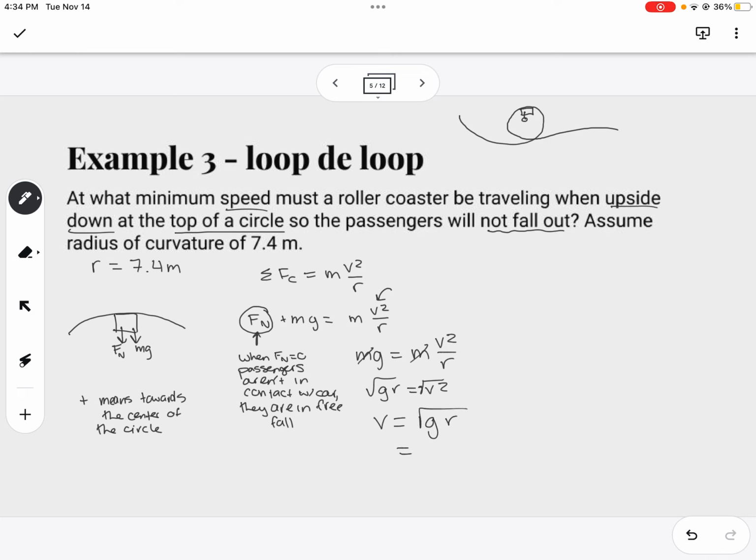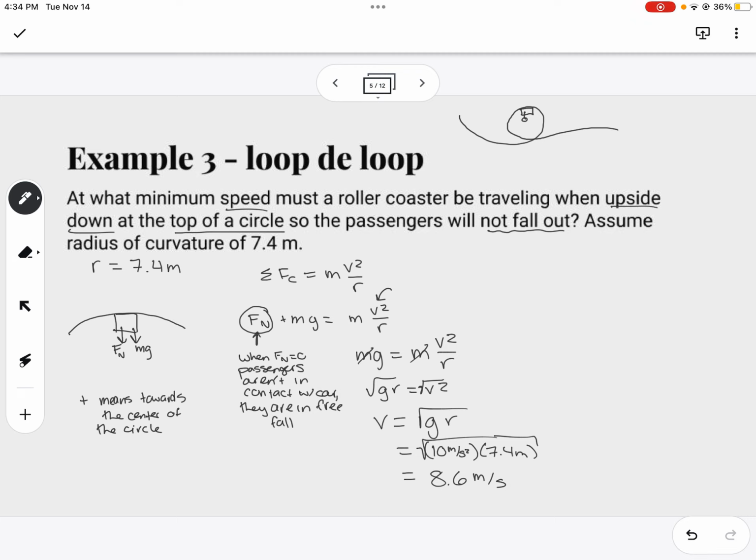Gravity is always going to stay the same, right? Gravity is always 10 meters per second squared. Your r is the thing that's going to change. So your radius is really the thing that's going to determine the minimum speed for safety. Okay, so our r in this case was 7.4 meters. Plug this all into your calculator. Your minimum speed is going to be about 8.6 meters per second.